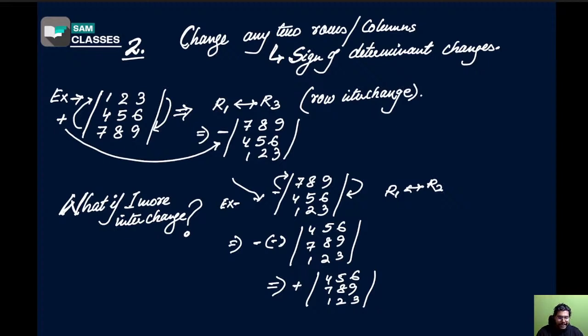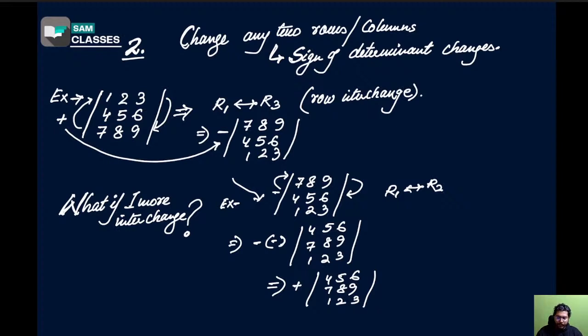Now, if I change any two rows or columns, what happens? The sign of the determinant changes. If I interchange row 1 with row 3, meaning whatever was at the top I put at the bottom, and the bottom on the top, what will happen? A minus sign. Nothing more than that.